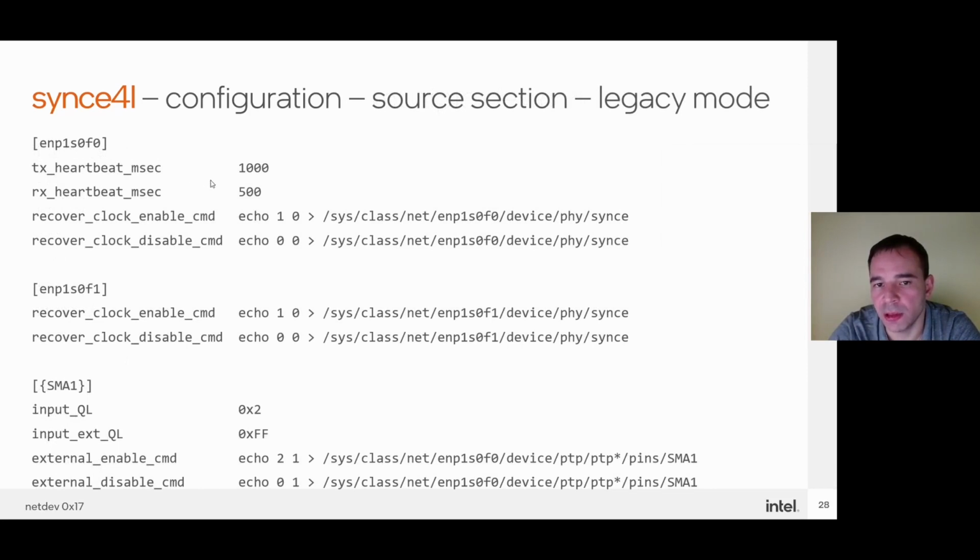Here is a slide with a number of sources configured with legacy mode. Each source needs to be given two system commands: one to enable the source, second to disable it. For the line sources, the user can also configure the RX or TX heartbeats, but default values should be good enough to meet the SyncE specification, so they can be left blank like in the second example. The third source is external and must be configured with a QL value, also with an extended QL value if the device was configured for extended TLV support.